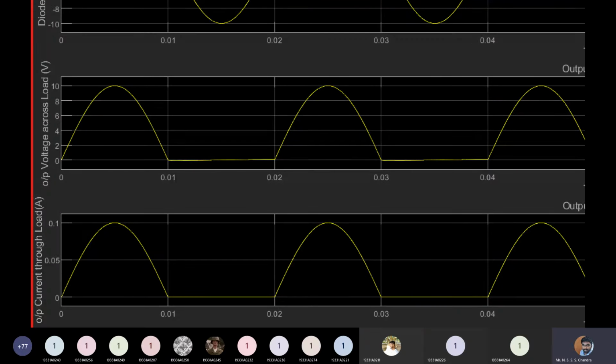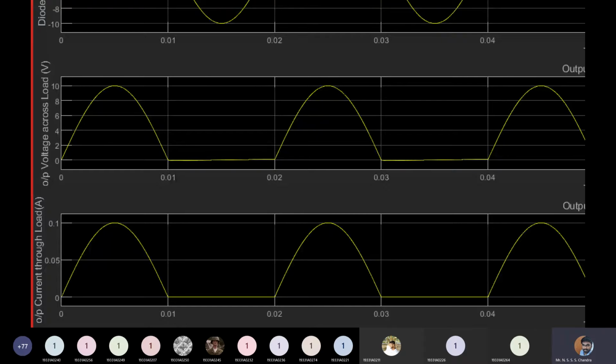So what will be the power value? Power is equal to Vrms into Irms, right? So the power value will be equal to 10 by 2 into 0.1 by 2.